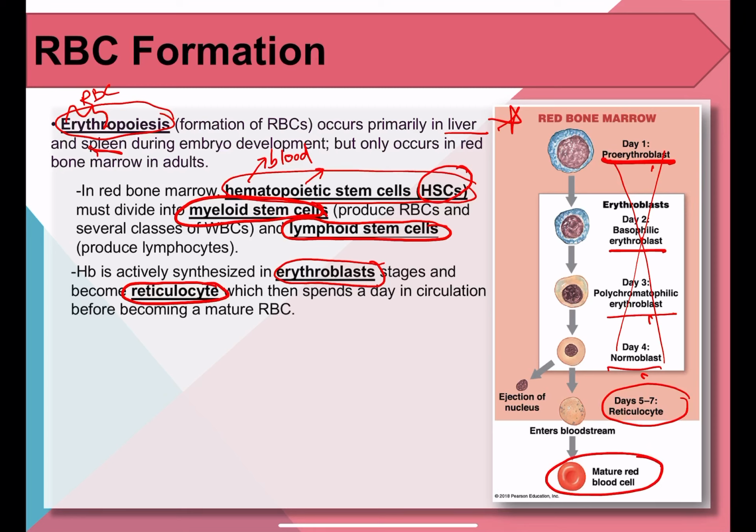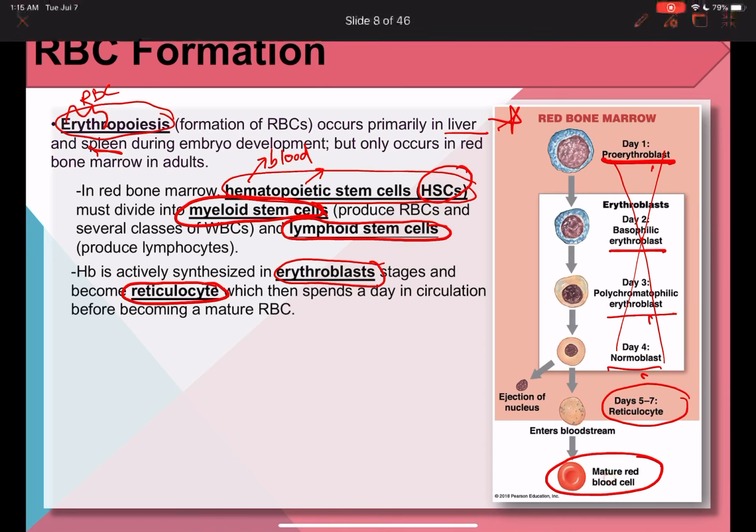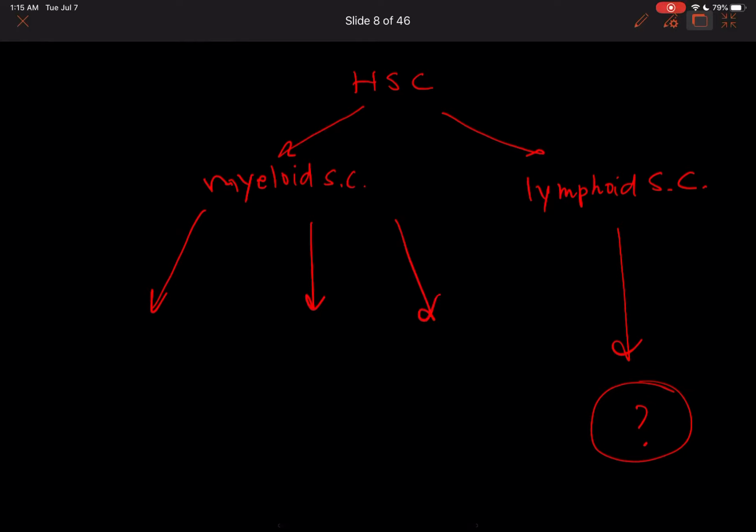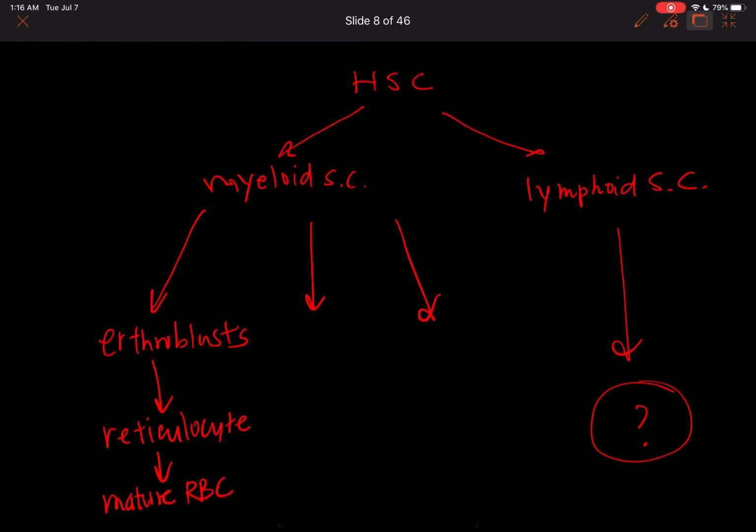Okay, so the flow goes HSC, hematopoietic stem cell, to myeloid stem cell, to erythroblast, to reticulocyte, and then your mature red blood cell. Okay, so I would really suggest for you to make a chart or something that does that. Okay, so ultimately at the top you have HSC, hematopoietic stem cell, that becomes myeloid stem cell or lymphoid stem cell, and we'll talk about what that becomes later in lecture. And myeloid stem cell actually makes a whole bunch of stuff, but one of it is that it will become erythroblast stages, which will then become reticulocyte and eventually become a mature red blood cell. Okay, and we'll talk about what these are later in lecture when we get to the formation of white blood cells.